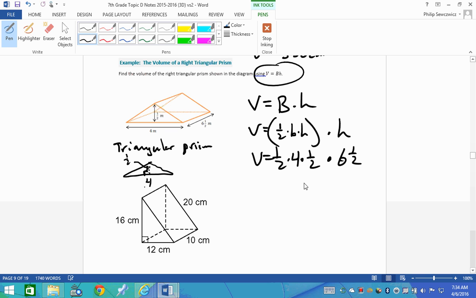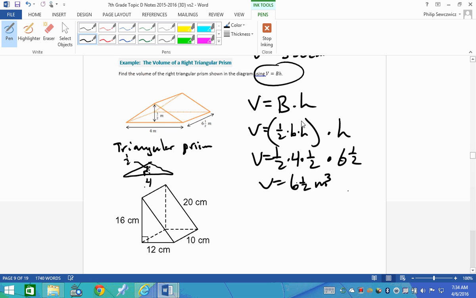So again, visualizing here, you just can't grab numbers. You have to visualize the shape you're looking at here. So let's see here, half of 4 is 2, half of 2 is 1, and then 1 times 6.5. Yeah, there you go, 6.5. We're done with it. That's it. All right, 6.5 meters and then cubed.